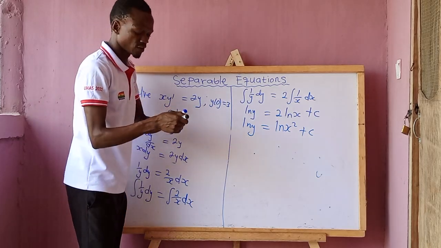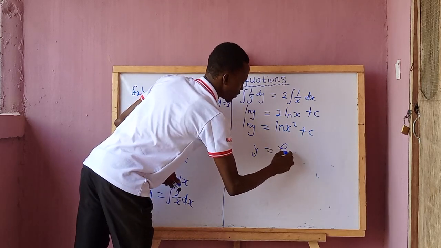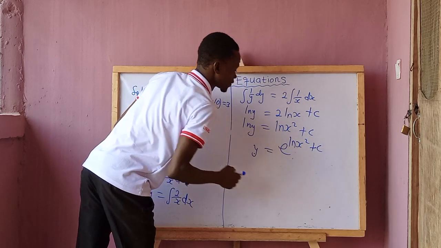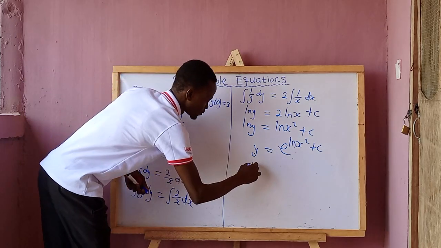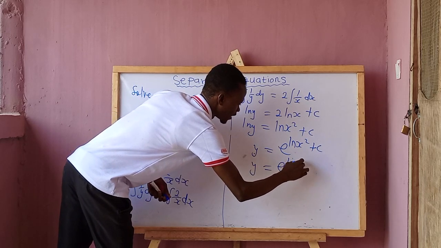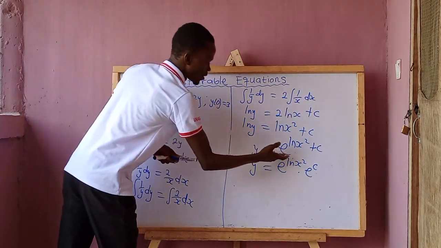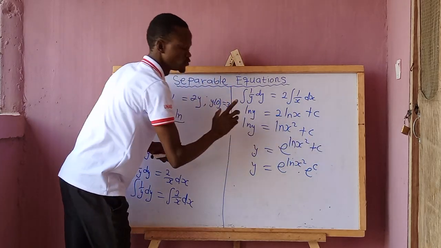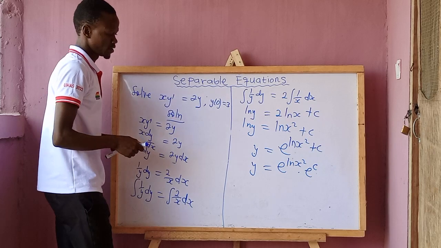And now applying the definition of logarithms, we are going to have y equal to e raised to the power ln x squared plus c. And now by applying the laws of indices, we are going to have y equal to e raised to the power ln x squared times e raised to the power c. That is, when we are multiplying with the same base, we add. So if we have the same base raised to a power, two things adding, then we can bring it to the reverse by multiplying with the same base.